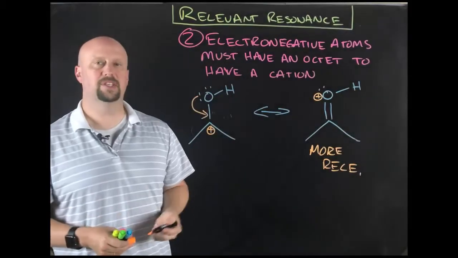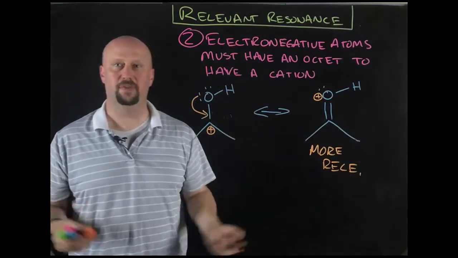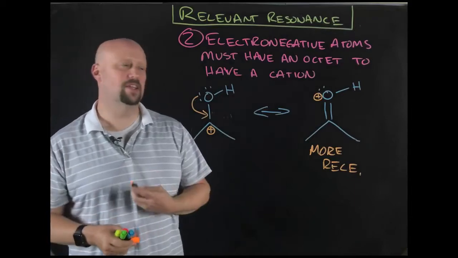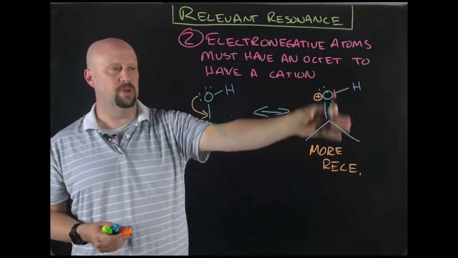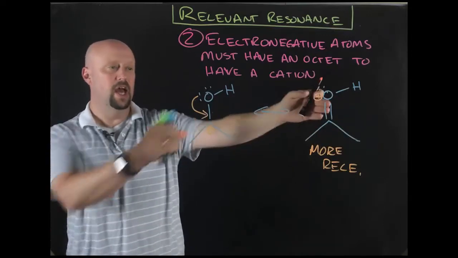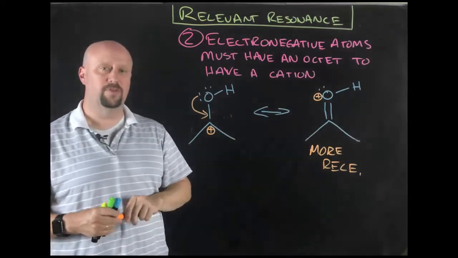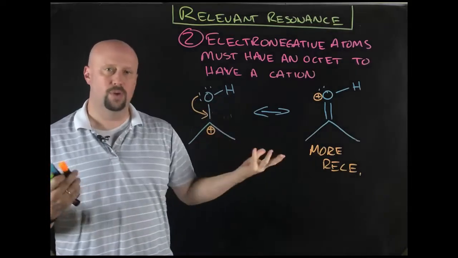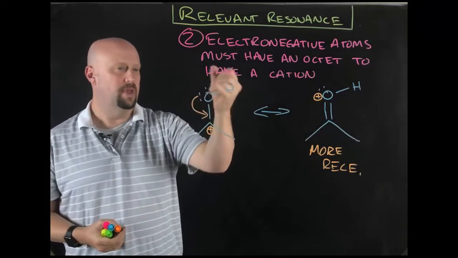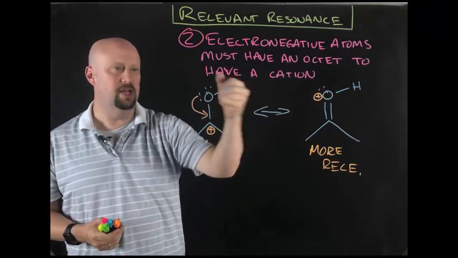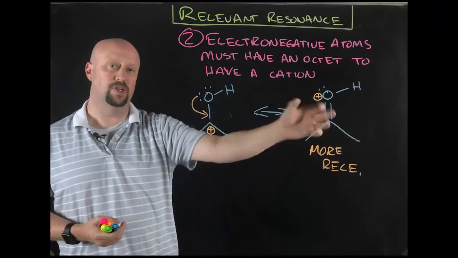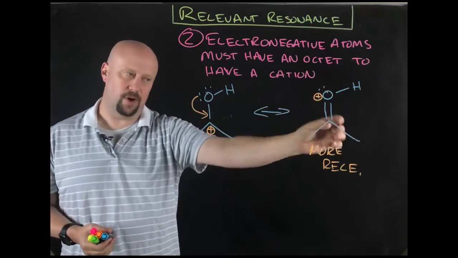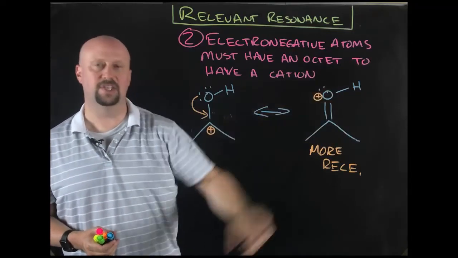I would probably say more significant, but since I started off with relevant resonance because I like the alliteration, we'll say more relevant. But more significant, this would be the more significant of these two structures. And again, these are both okay. These are both valid resonance structures. I didn't go to 3 charges or anything like that. Everybody's got an octet here. This still has an octet, but this is going to be more stable, more relevant, more significant because this carbon now has an octet, as does everything else here.